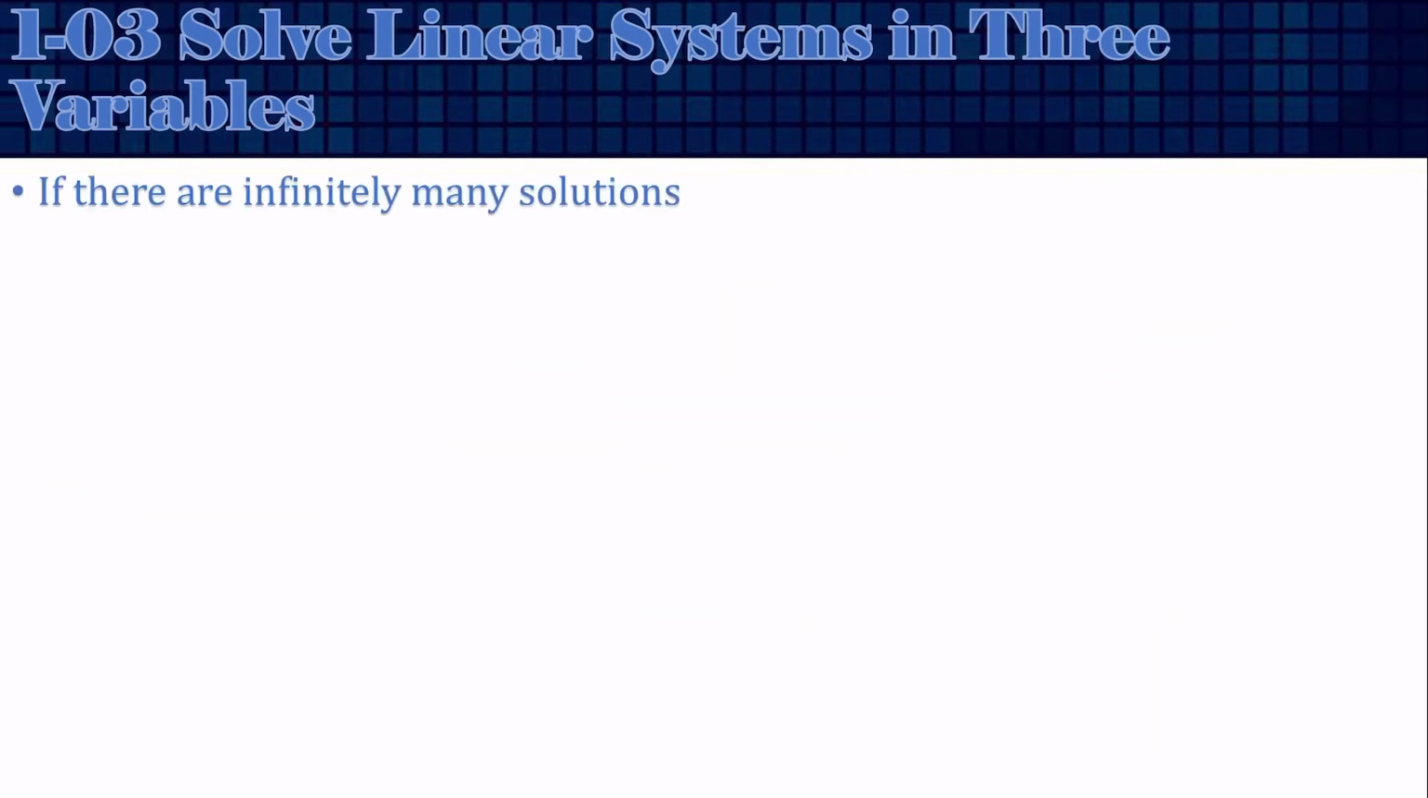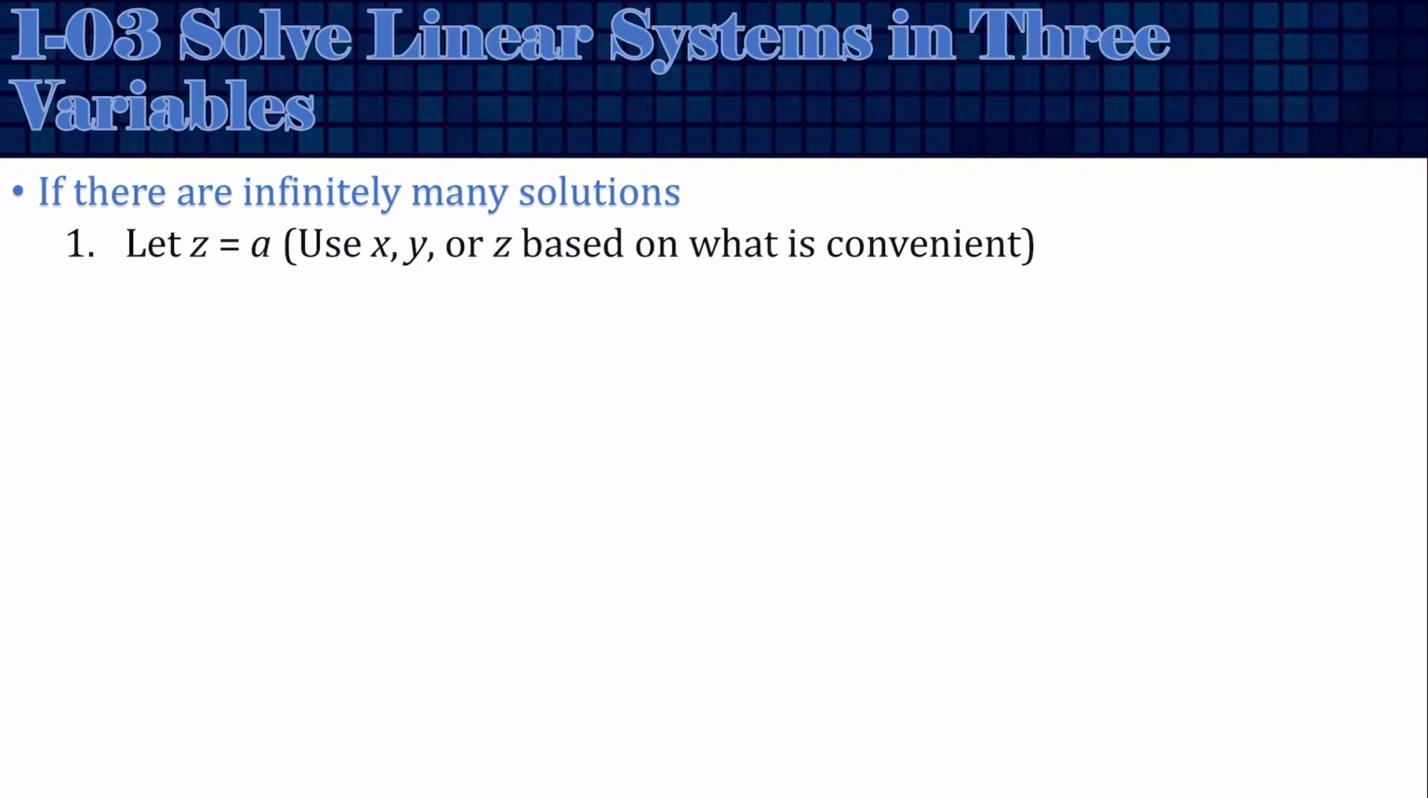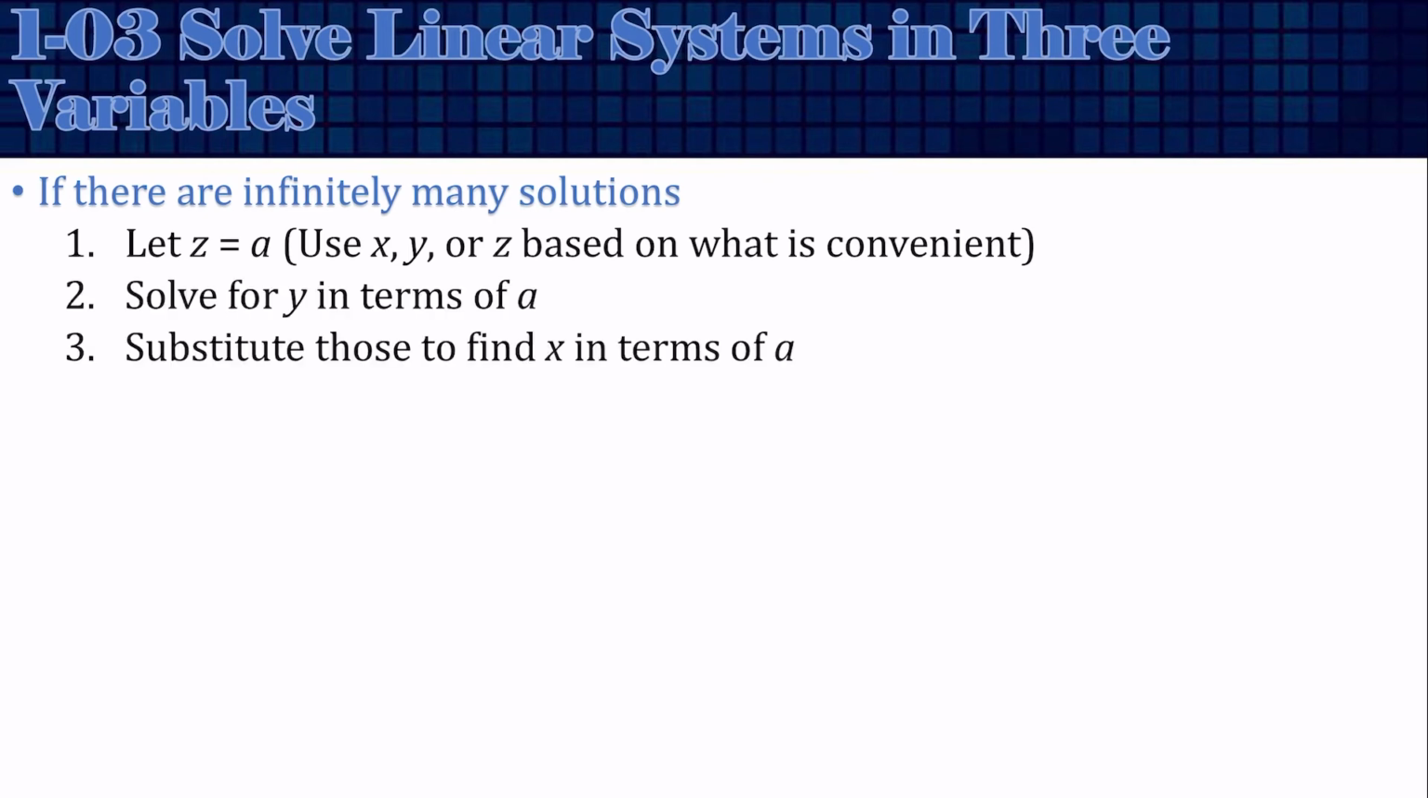So if there are infinitely many solutions, you let z equal a, and use x, y, or z based on what is convenient. So you could say x is a or y is a, depending on what you solve for. Then you solve for another variable in terms of a, and then you plug both of those in to find the last variable in terms of a, and your solutions are going to have a's in them. And so no matter what number you plug in for a, you get points that are solutions.